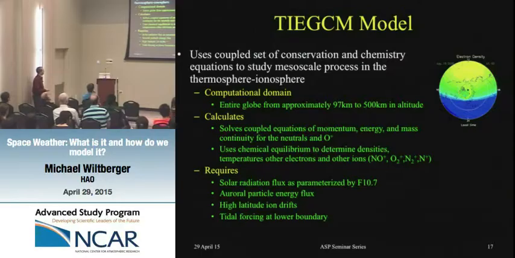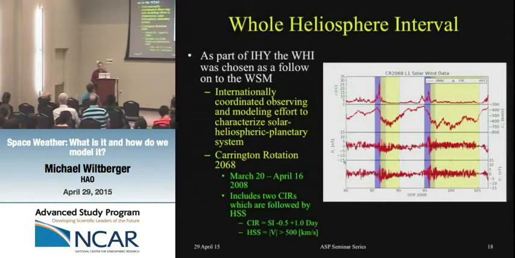It needs auroral particle fluxes and high latitude drifts, which you can get from the MFLFM kind of a configuration, and then we use some kind of empirical specification for what the tidal forcing is at the lower boundary. So we've got this big complicated beast of a model. We want to know whether or not it's doing anything close to reality. So we get into the verification and validation phase of the model development process.